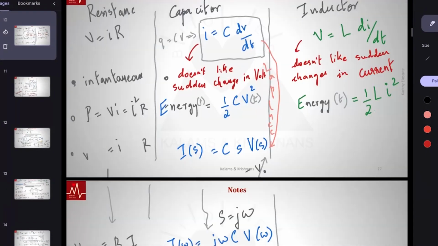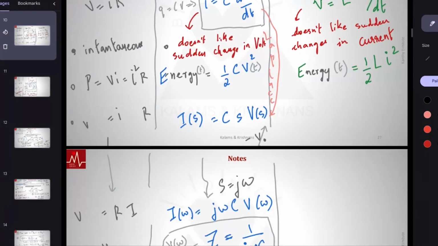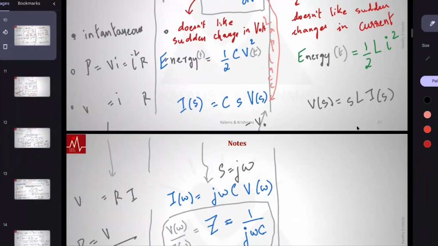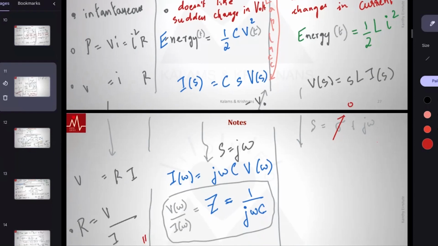Actually, it's half L I squared. The Laplace transform of this, we'll kind of shade it out. V of S is SL I of S, since the derivative goes with current, right? If you substitute S is sigma plus j omega, that is if you don't consider any transients. If you substitute S is j omega, from the Laplace transform you get to the Fourier transform. So I have V of omega is j omega L I of omega.